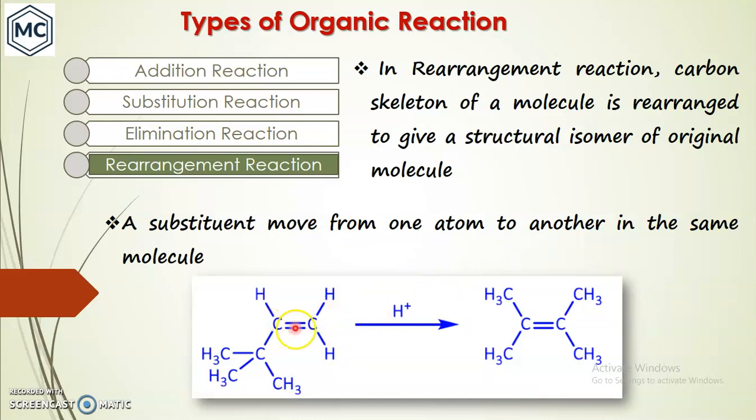On protonation of this alkene, the double bond breaks and is protonated, and it forms a secondary carbocation. Then, one of the methyl groups gets migrated to this carbon atom. And a new double bond will be formed here.